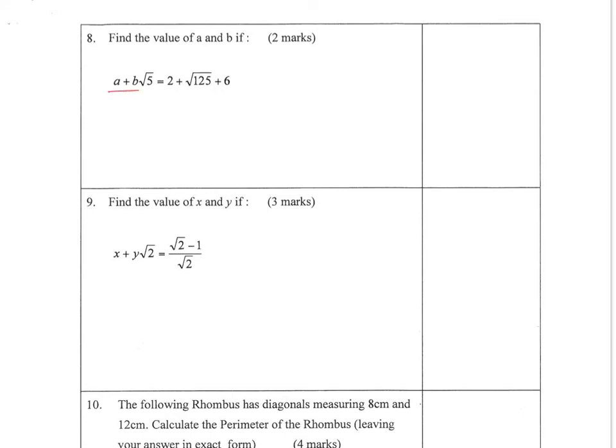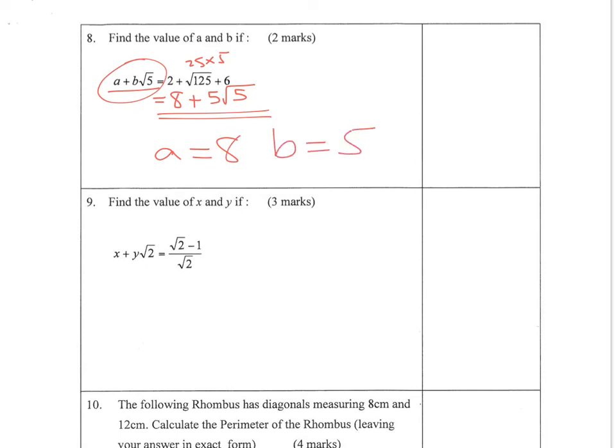Now 8 just simply means it needs to be written in this form. So let's simplify this first. 2 plus 6 is 8. Now root 125 can be 25 by 5. And square root of 25 is 5, and you'll have the root 5. Now, this is in the form of that now. So the number representing the A is 8, and the number representing the B is 5. This 5 here.